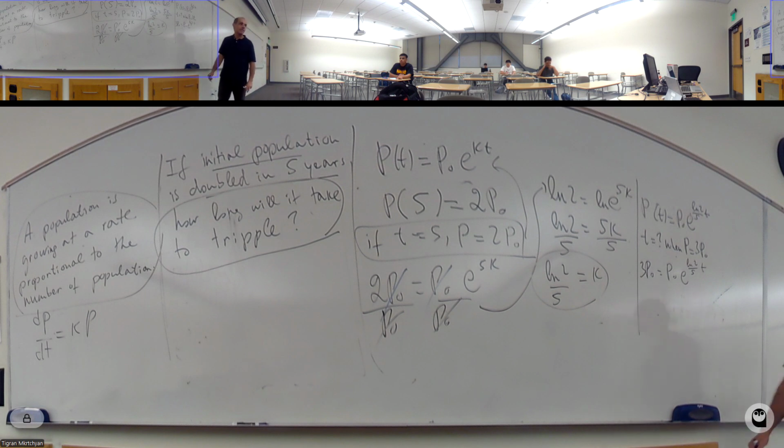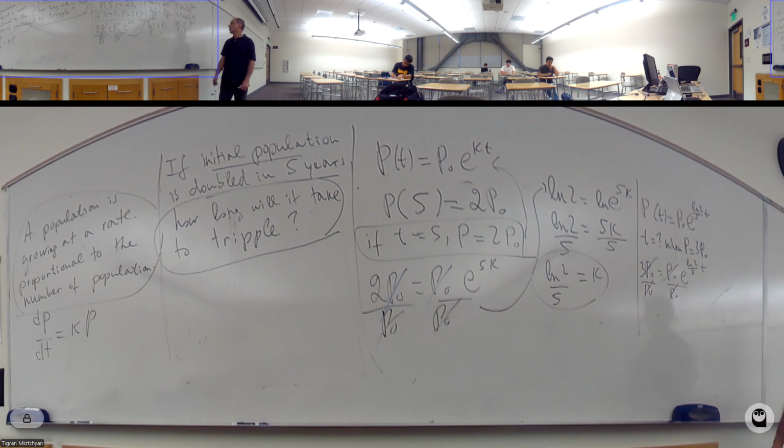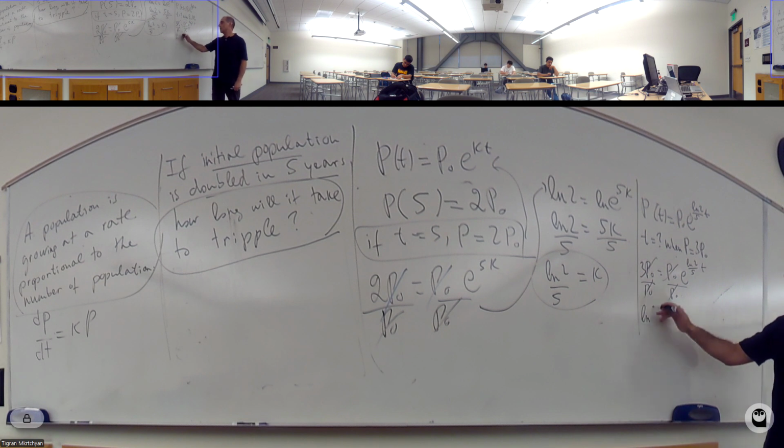So how do I solve that? Divide by the initial population. Correct. Then what? Take the natural log of both sides.